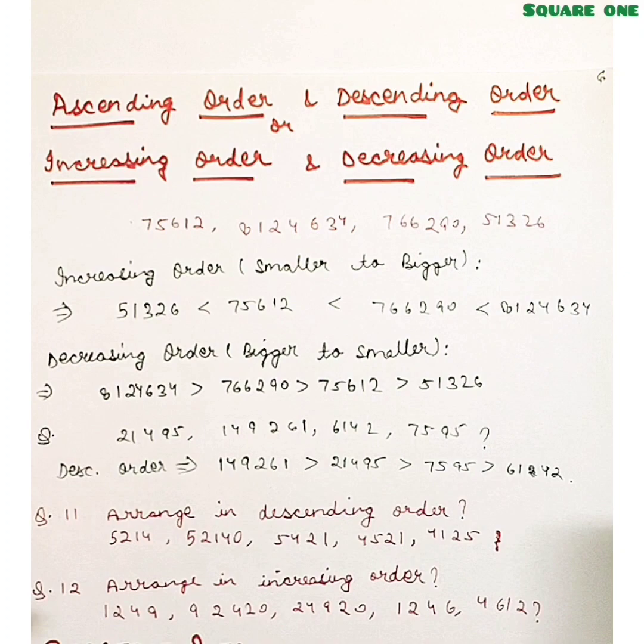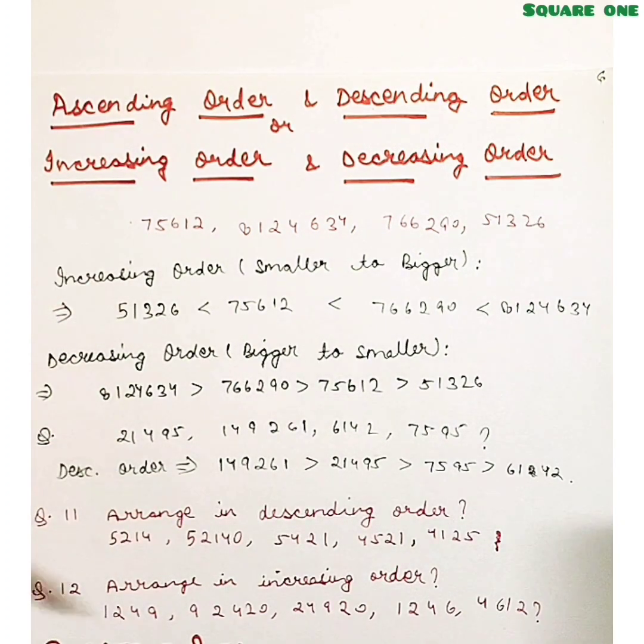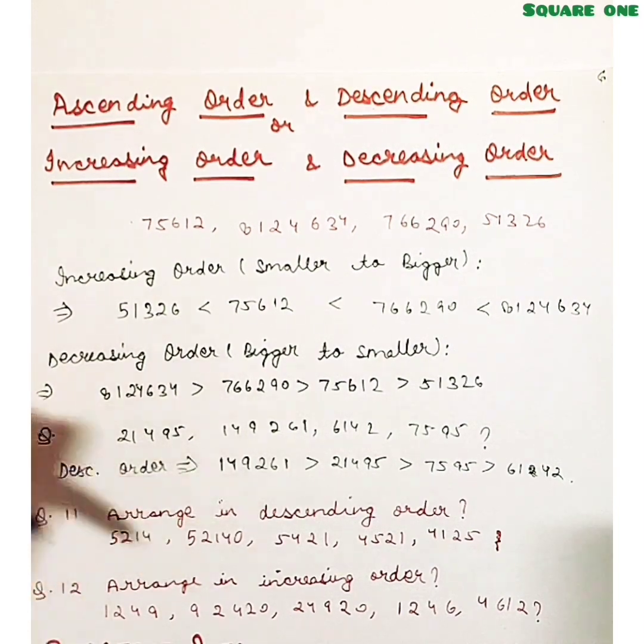Now I have given you a couple of questions. You have to try them on your own. One is of increasing order and the other is of descending order. Ascending order and descending order is an easy topic, not so difficult once you know how to compare numbers. So I hope you will be able to do these questions on your own. Watch the video again if you are not able to understand it the first time. I will be posting the solutions in the next video.